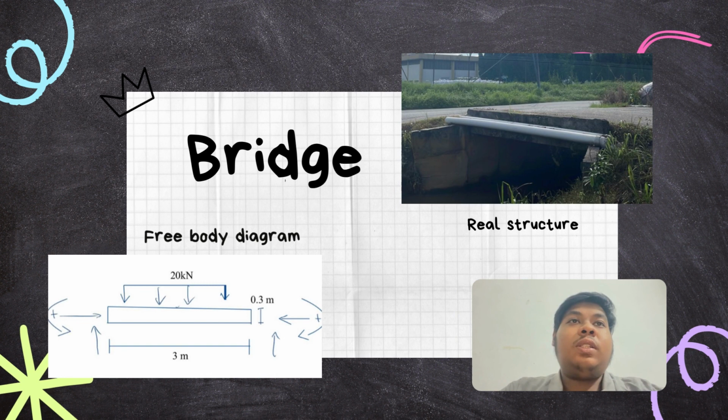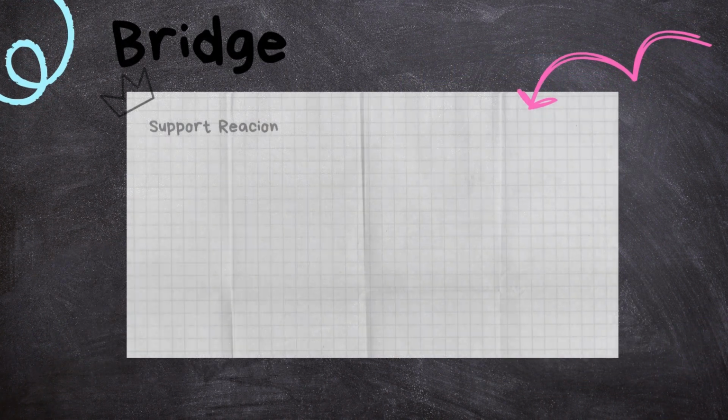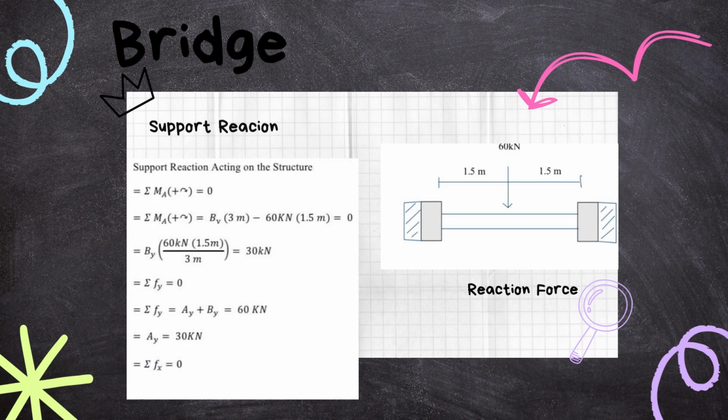Okay, the structure that I chose is a bridge. As we can see here, a bridge is a structure that connects one point to another point. We can say that a bridge is a structure that crosses a river to connect one area to the other area. We can see the free body diagram of the bridge there.